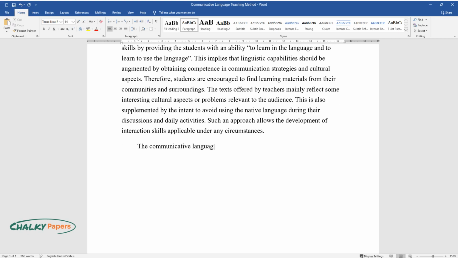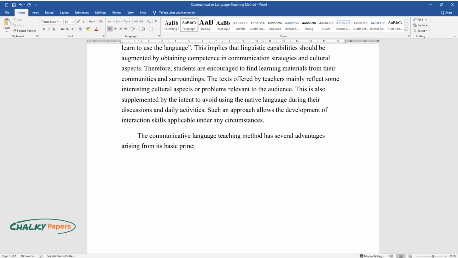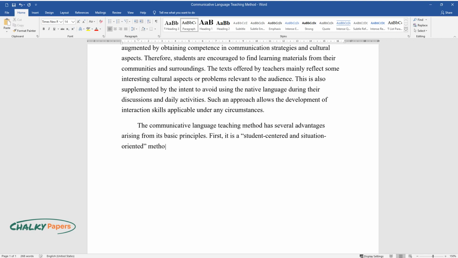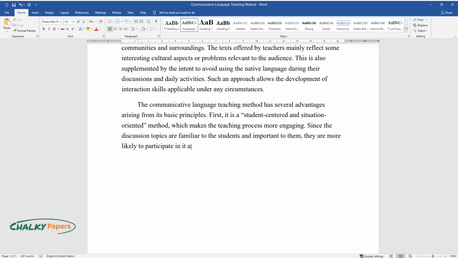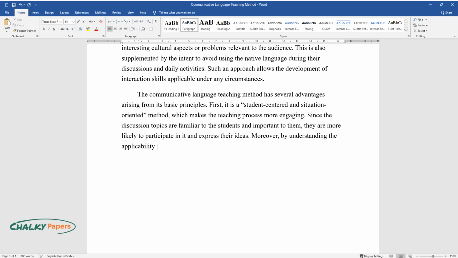The communicative language teaching method has several advantages arising from its basic principles. First, it is a student-centered and situation-oriented method, which makes the teaching process more engaging. Since the discussion topics are familiar to the students and important to them, they are more likely to participate in it and express their ideas. Moreover, by understanding the applicability of the vocabulary they are given, learners pay more attention to mastering it.